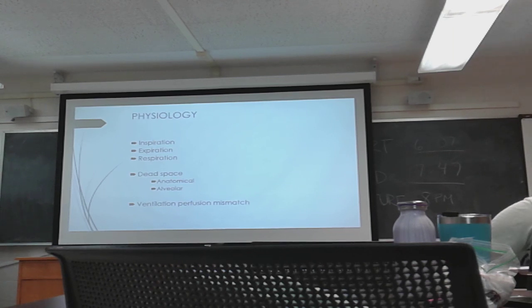So we have inspiration, expiration, and respiration. During inspiration, the diaphragm contracts and pulls downward, while the muscles between the ribs contract and pull upward. During exhalation, the lungs recoil to force air out. A respiration or respiratory cycle is one full inhalation and exhalation, the repetition of the pattern of inhaling and exhaling.